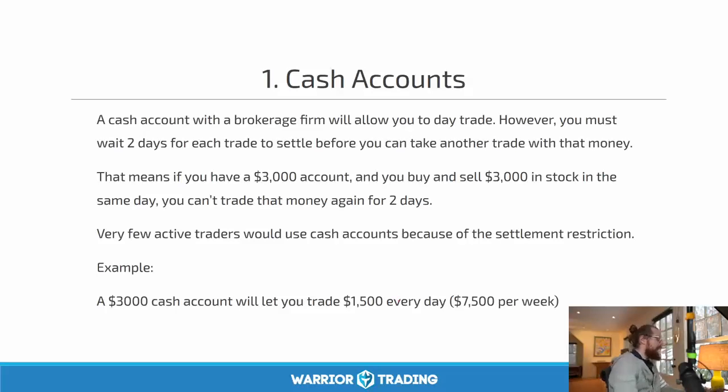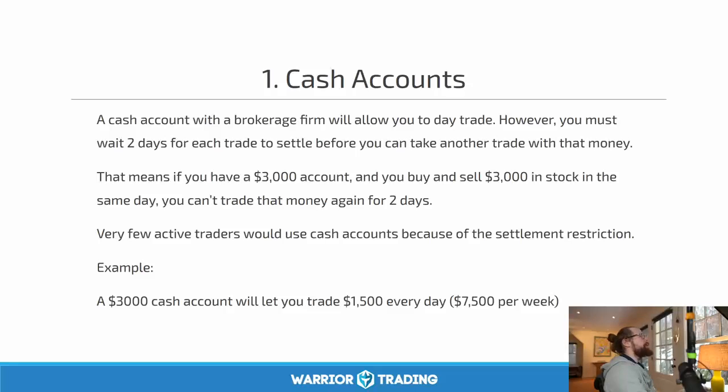Okay, so with that, the first account type is a cash account. Now, a cash account is an account where you deposit $1,000 of cash, $5,000 of cash, whatever it happens to be. You deposit a cash amount, and every time you take a trade, you have to wait 2 days for that trade to settle before you can take another trade. Now, that used to be a 3-day settlement period, and then a little while ago they switched it to a 2-day settlement period. Maybe it's possible that they'll change it to a 1-day settlement period, which would be nice. But for right now, as of the time of this class, it's still a 2-day settlement period.